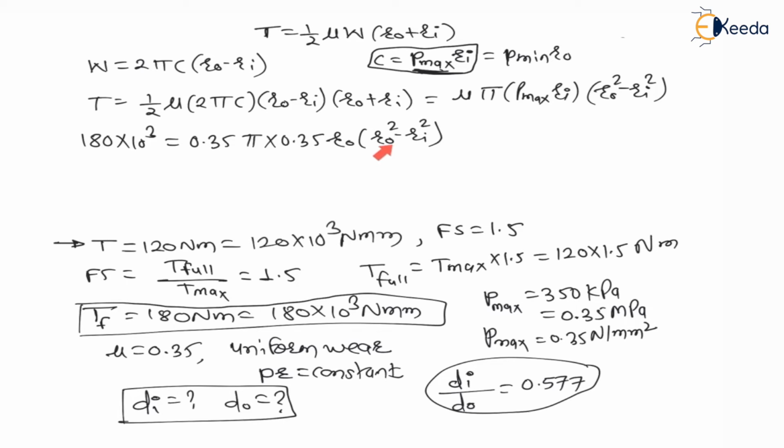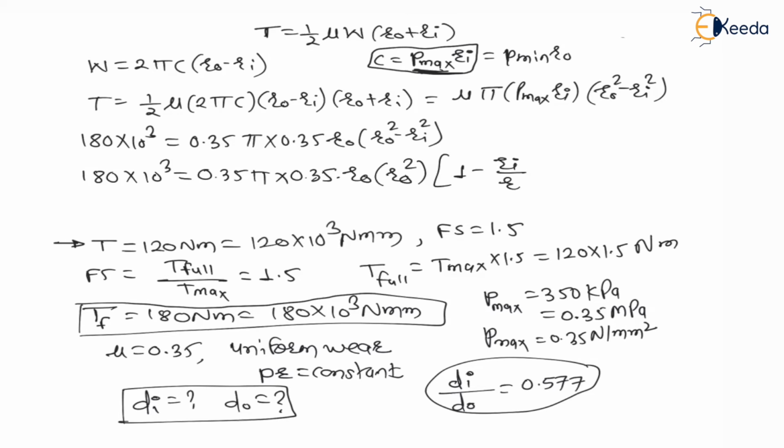Now in this equation, from Ro square minus Ri square, consider Ro square as common. Therefore we will get 180 into 10 to the power 3 is equal to 0.35 pi into 0.35 into Ro. If I consider Ro square common, then in the bracket it is 1 minus (Ri divided by Ro) whole square. This will be the term, and we know that the ratio of inside diameter to outside diameter, which is inside radius divided by outside radius, is 0.577. This ratio is already given, right? Therefore instead of Ri divided by Ro, put 0.577 and solve for Ro.